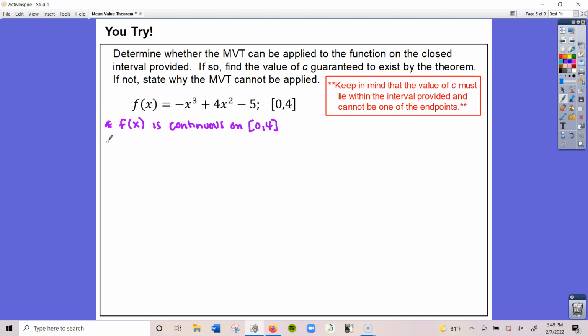Next, I determine differentiability. Once again, because it is a polynomial function, that means that it's all smooth curves. So f of x is also differentiable on the open interval 0 to 4. Because these two conditions are satisfied, that means that MVT is applicable.